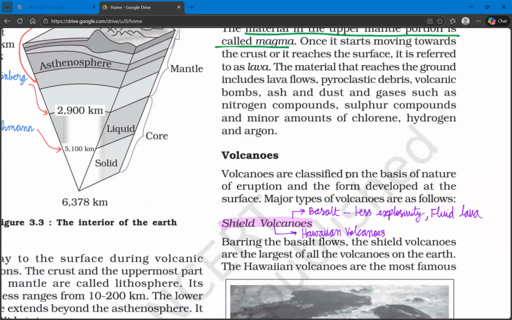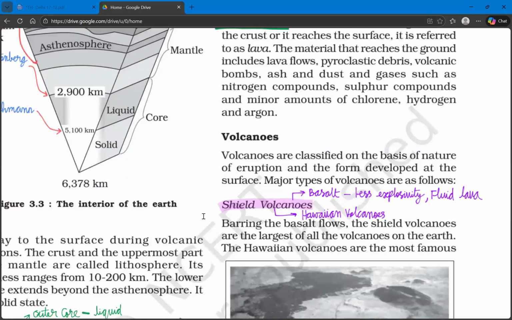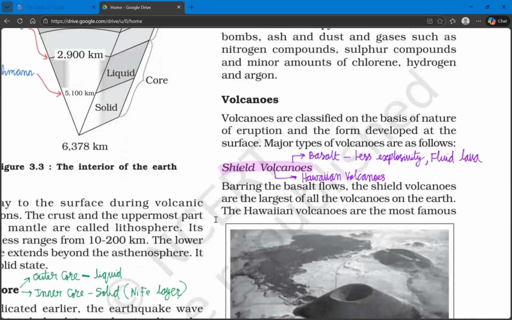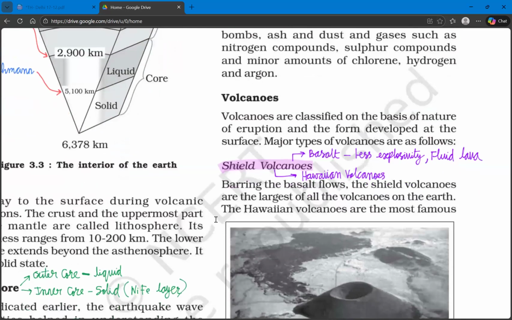And then we have different types of volcanoes. Volcanoes are classified on the basis of nature of eruption and the form developed at the surface. Major types of volcanoes are as follows. The first one is shield volcano. Barring the basalt flows, the shield volcanoes are the largest of the volcanoes on the earth. So basalt is basic in nature. So we know acidic and basic.